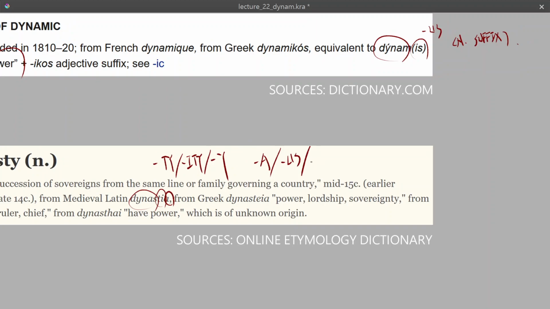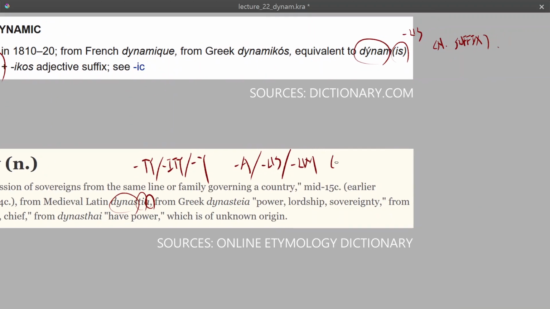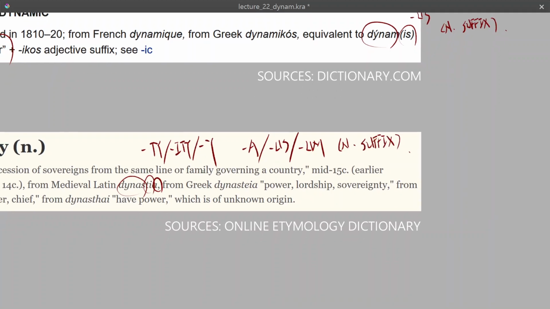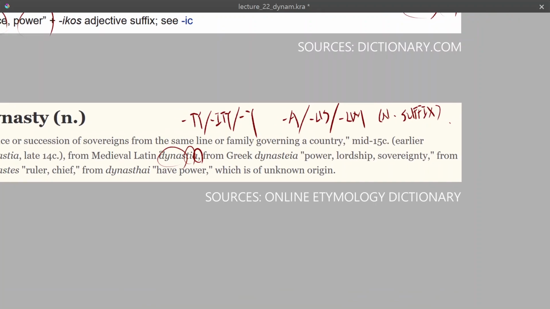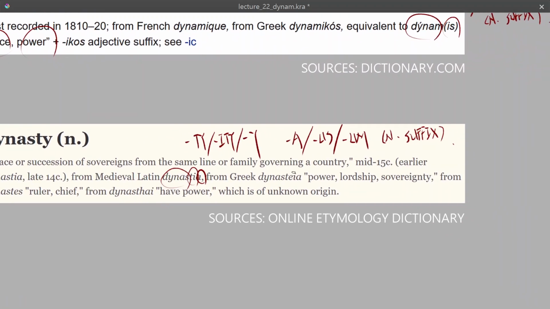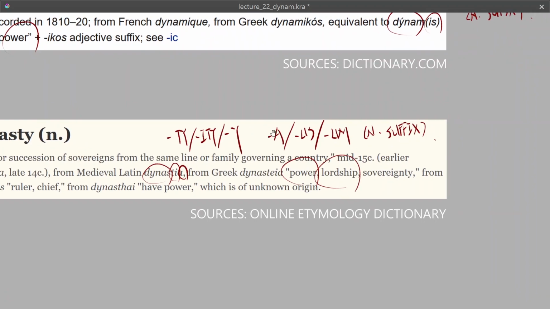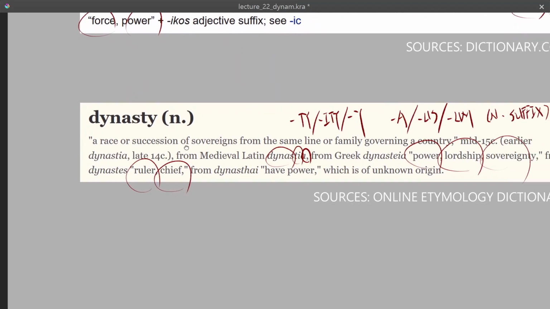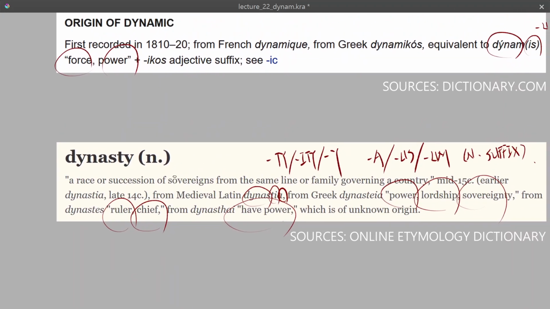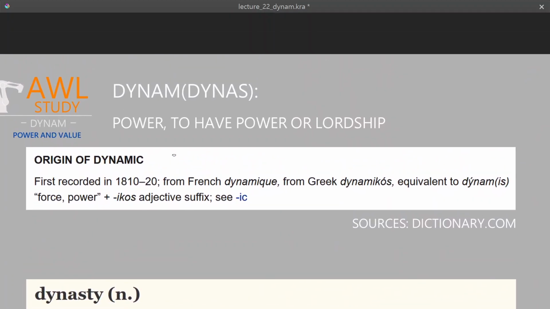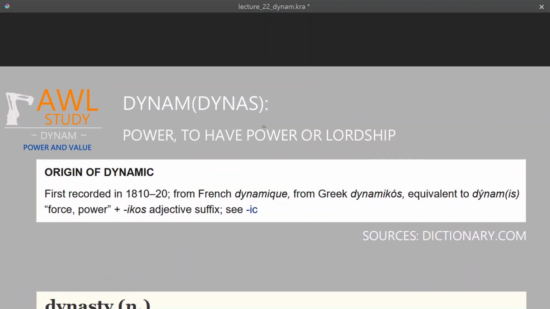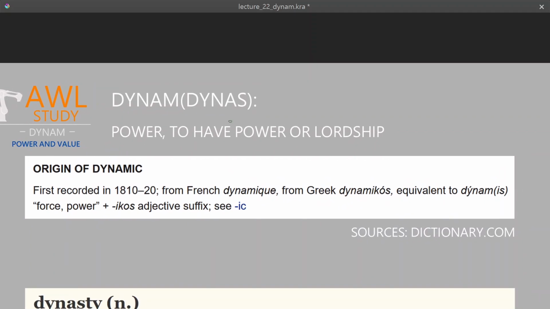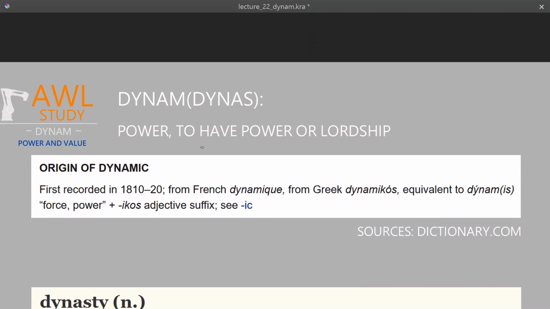Again, ikos is a noun suffix in this case, meaning somebody or something. So, dynast has a variant of dynam. It means power, lordship, sovereignty, or ruler, chief, to have power. Alright, so we have the building block, dynam or dynast, meaning power or to have power or lordship. That's going to help us to unlock the meaning of many words.